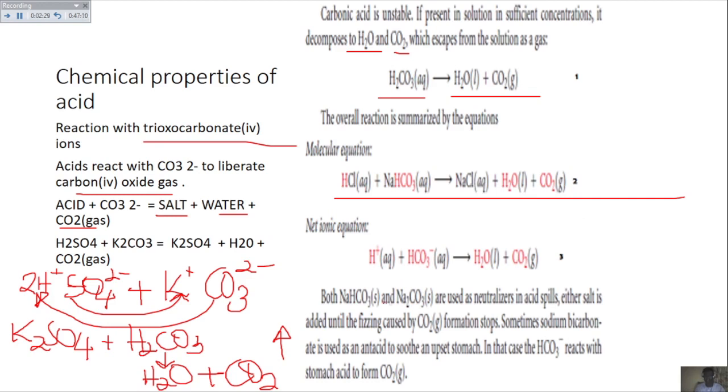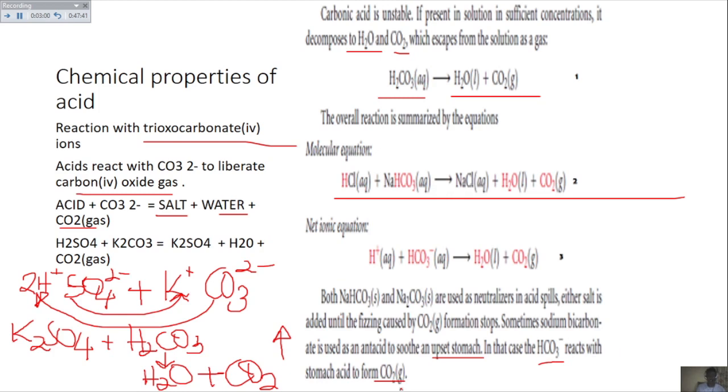Both sodium hydrogen carbonate and sodium carbonate are used as neutralizers in acid spills. Either salt is added until the fizzing caused by CO2 formation stops. Sometimes sodium bicarbonate is used as an antacid to soothe an upset stomach. In that case, the HCO3 reacts with what? Stomach acid to form CO2.